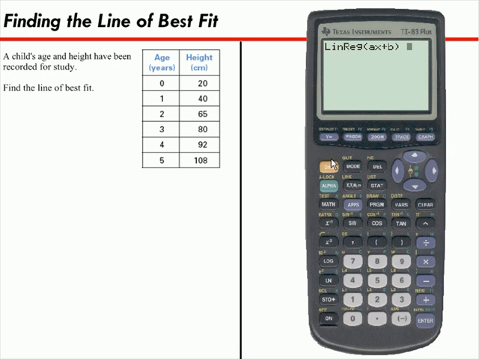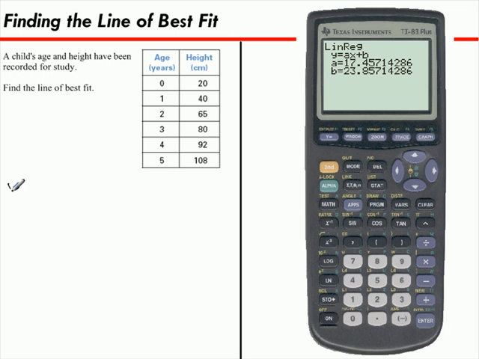To do that, I'm going to hit second, then 1, because L1 is right above it. It's yellow. Then I need a comma right here. Then I'll do the same for L2. I'll hit second, and L2 is right above the 2. Now I just hit enter. And there you go. It's computed the line of best fit for us. So we can write that down on our paper.